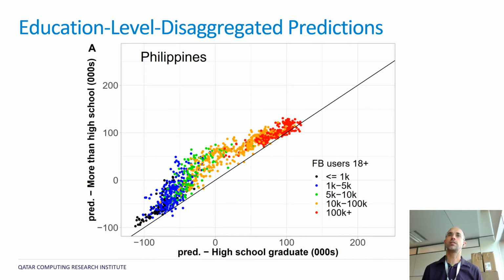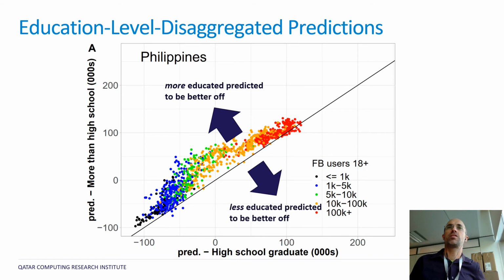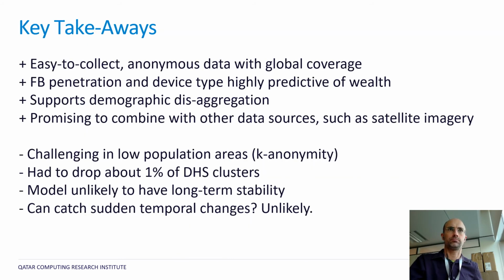Here I'm showing a similar prediction that's disaggregated by education level, where in this case, people who have a self-declared university degree, according to Facebook, or areas where there are many such people, are doing quite a bit better than people for whom that's not the case. And this makes sense and is probably as you would expect.